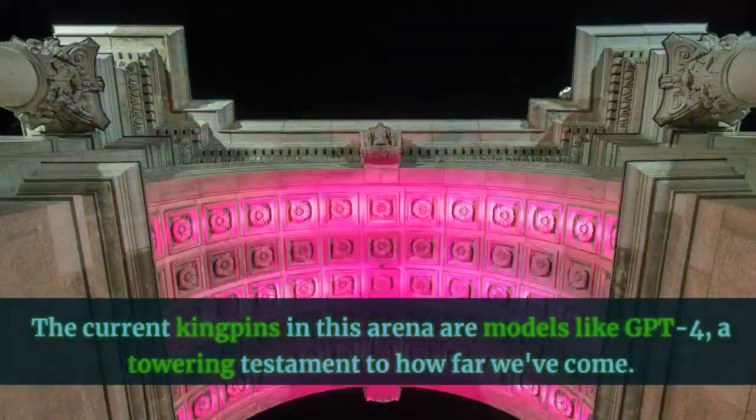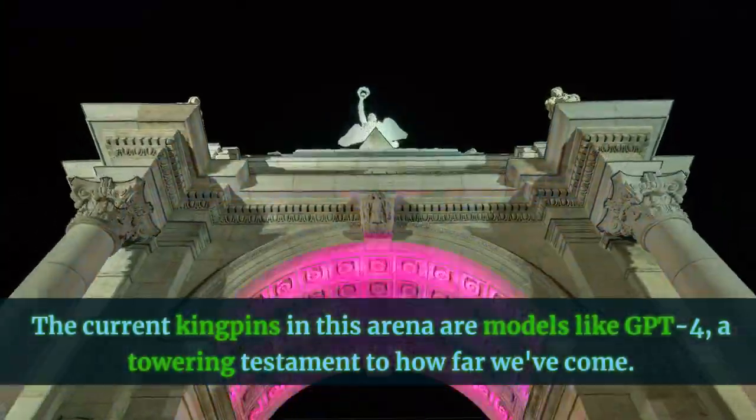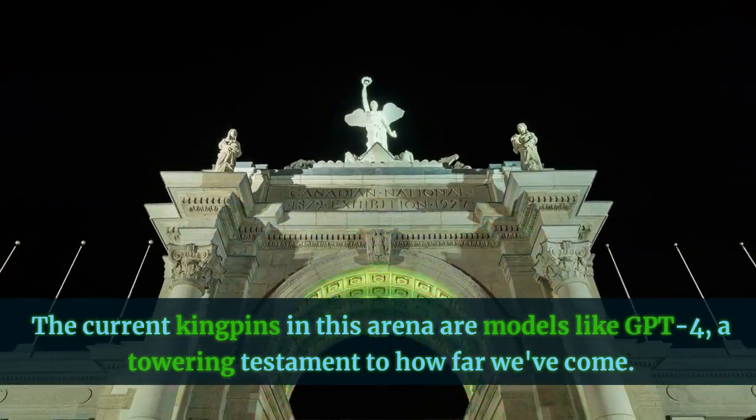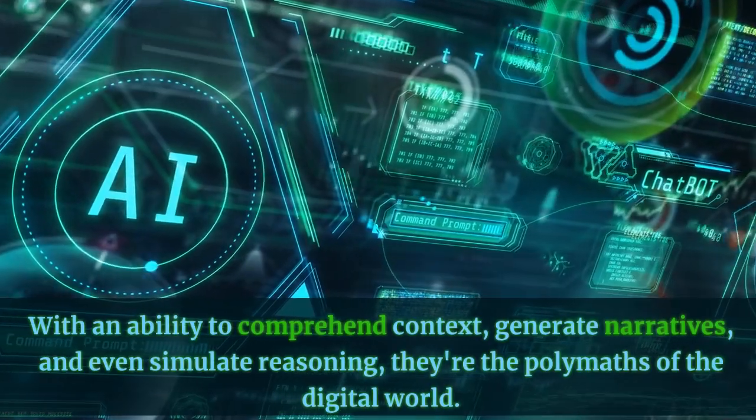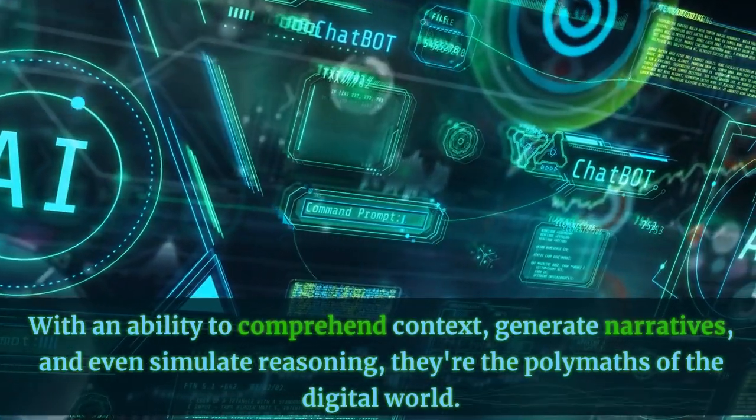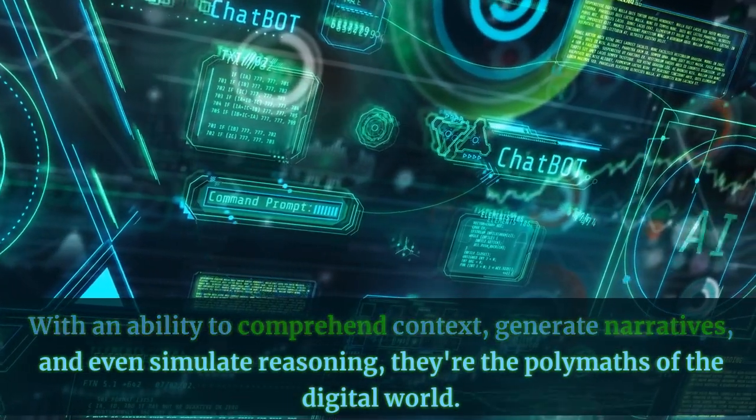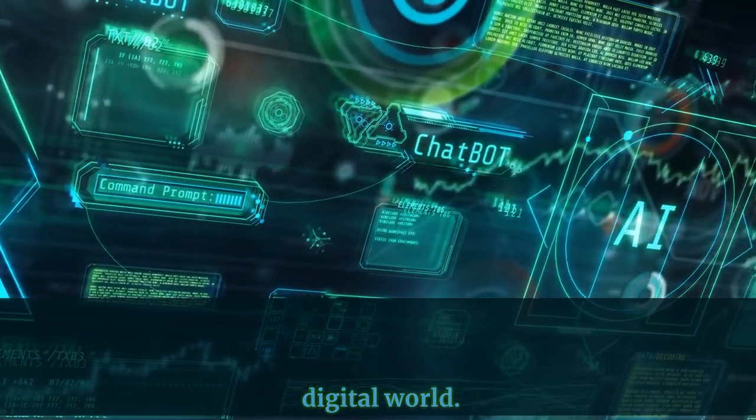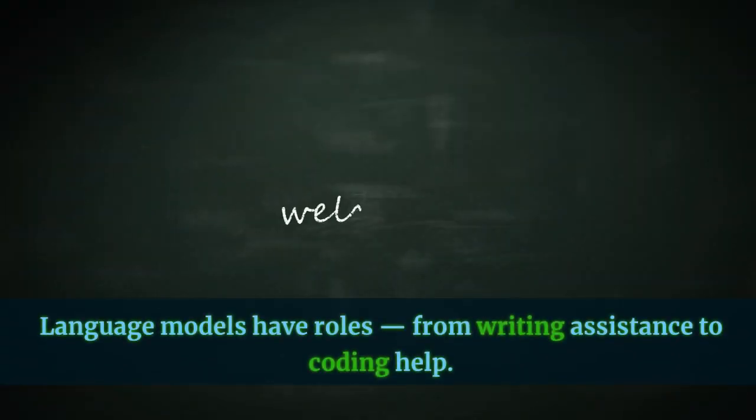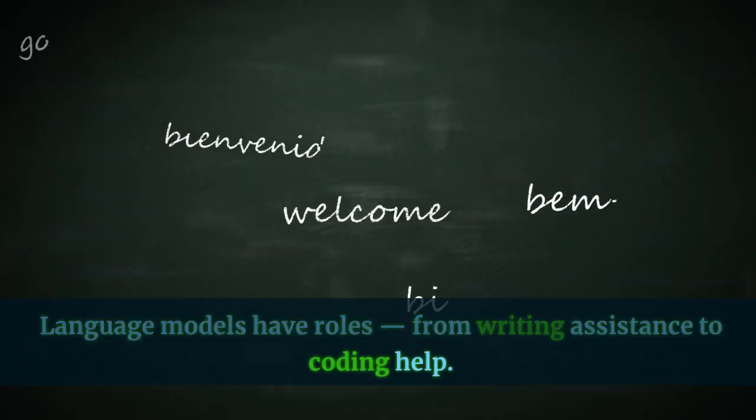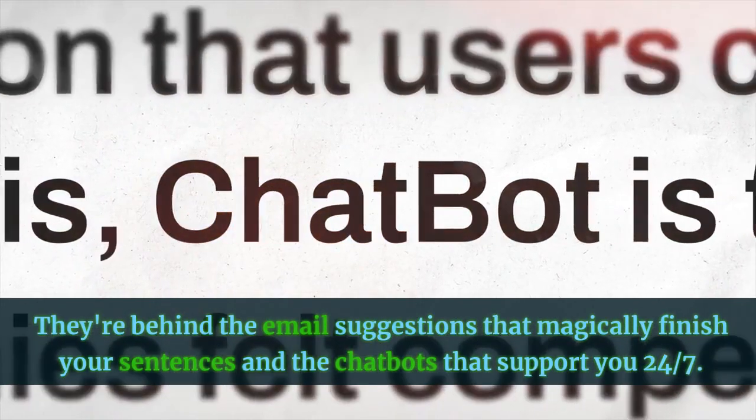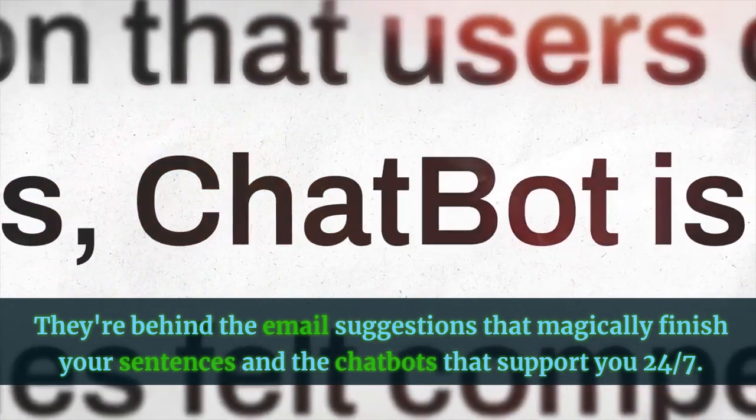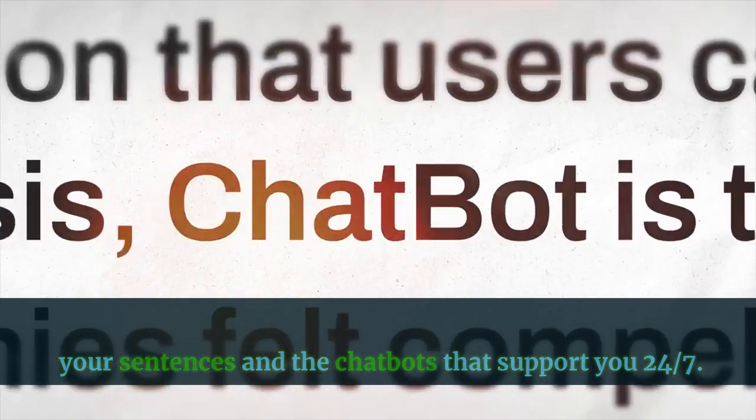The current kingpins in this arena are models like GPT-4, a towering testament to how far we've come. With an ability to comprehend context, generate narratives, and even simulate reasoning, they're the polymaths of the digital world. Language models have roles, from writing assistants to coding help. They're behind the email suggestions that magically finish your sentences and the chatbots that support you 24/7.